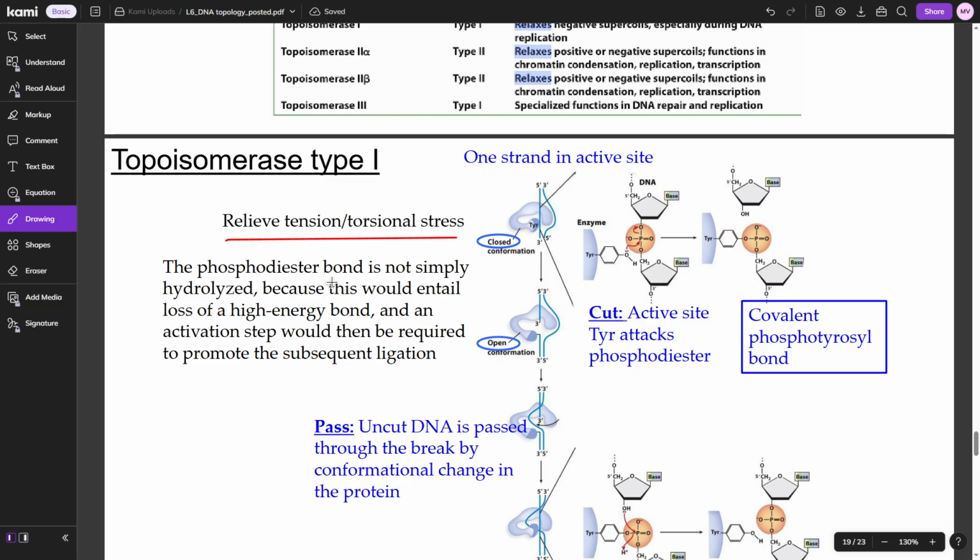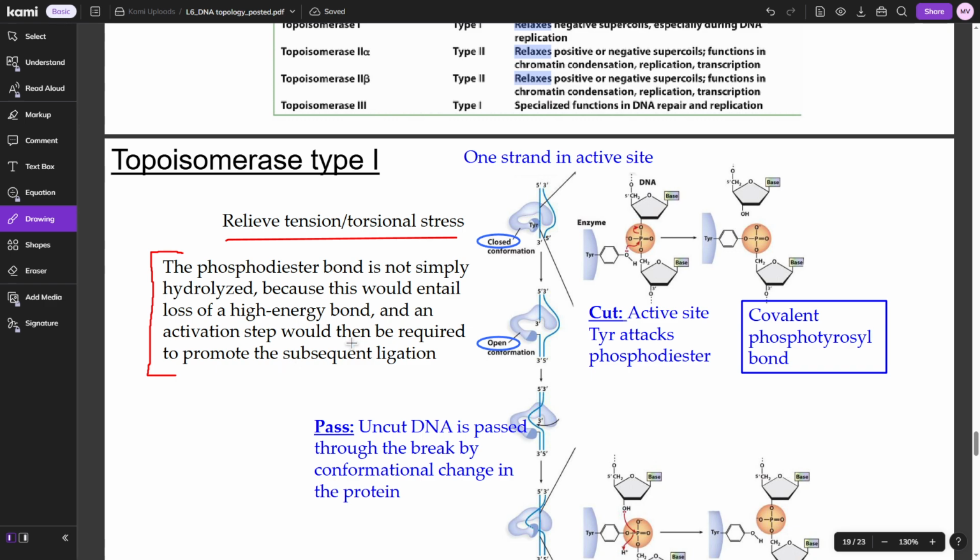It's not simply hydrolyzed because... Yeah, so the important thing to recognize is this actually doesn't use ATP, which is why this is important. It doesn't do a hydrolysis reaction, because if it did a hydrolysis reaction, you would have to use ATP, and you would actually end up using energy for this.